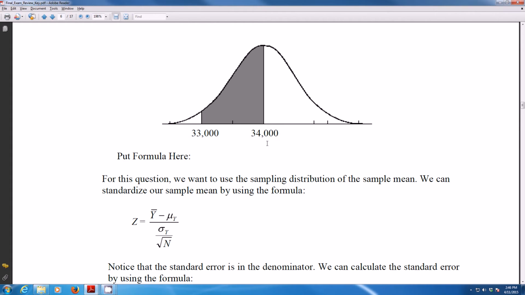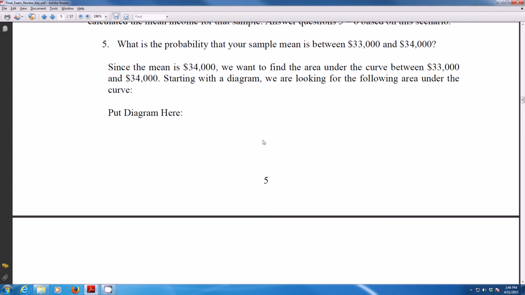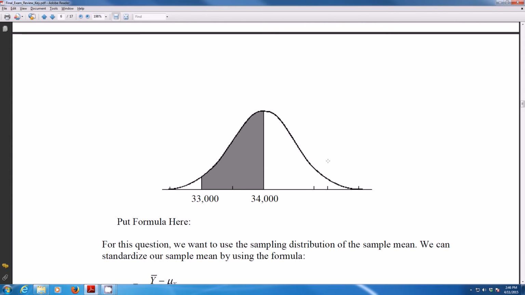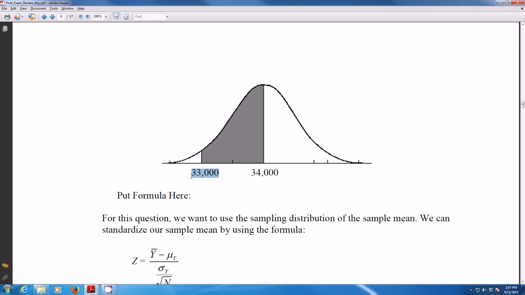And so if we're trying to figure out the probability that the sample mean is between 33 and 34,000, as our question indicates, we're basically looking for the area from the mean to 33. And 33 is, of course, below 34, so we're looking for some area below the mean. And again, we're looking for an interior area. That is an area between the mean and the z-score. And so we're going to change 33 into a z-score using the formula for a z-score transformation.